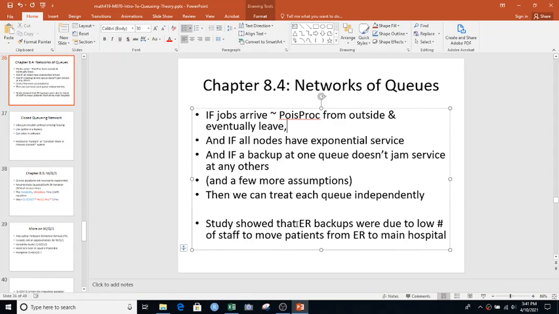This reminds me of a study that some hospital had backups in the emergency room, and they found out that the problem was due to a low number of people just to move patients from the ER to the main hospital when they got admitted to the main hospital. So places you wouldn't expect the backups to occur can actually be the main problem, and hiring more people just to wheel stretchers around is not as expensive as hiring more nurses or more doctors, right? So yay for queuing studies.